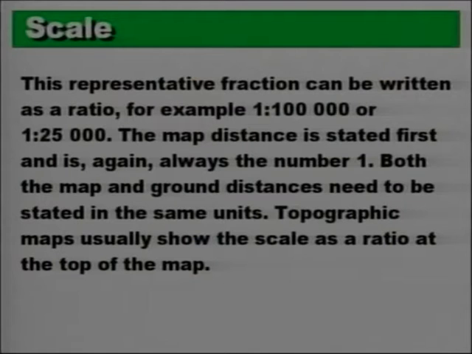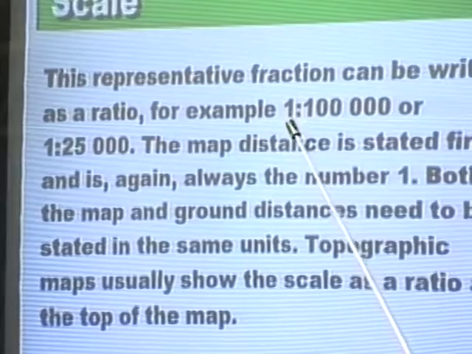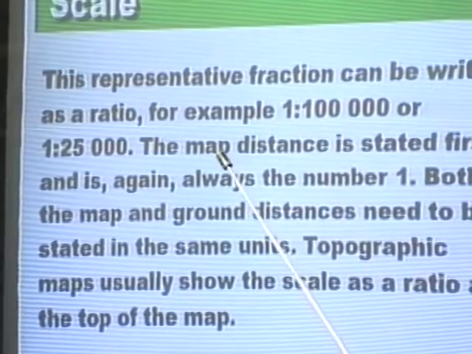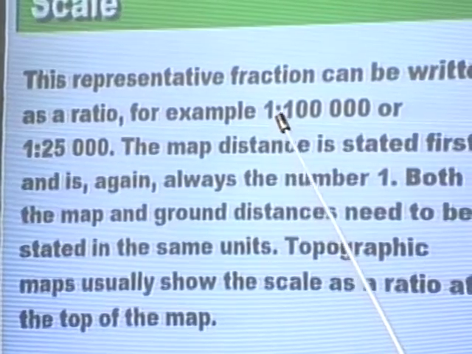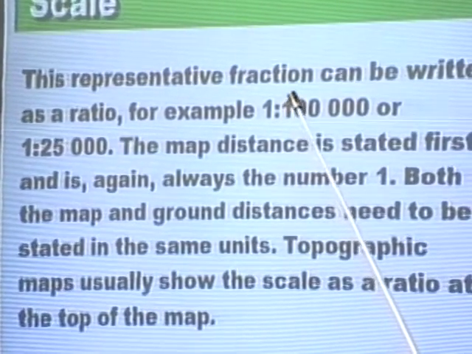Okay, and here it tells us that the map distance is stated first and is always the number 1. I'll repeat that. The map distance, which is the atlas that we're using, is stated first and is again always the number 1. Say in the case of 1:100,000, that 1 is supposed to be the map distance. The map distance will always be stated first, and it is usually represented by the number 1.